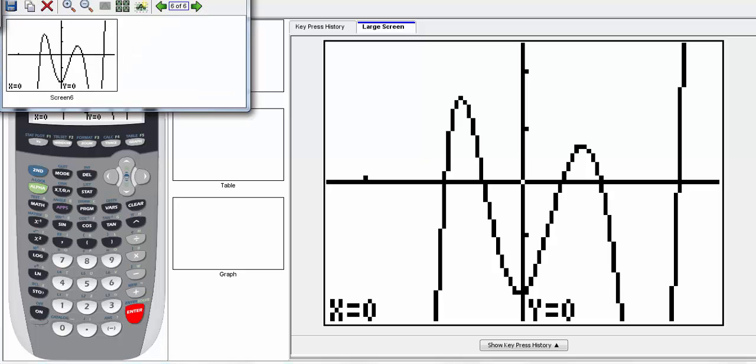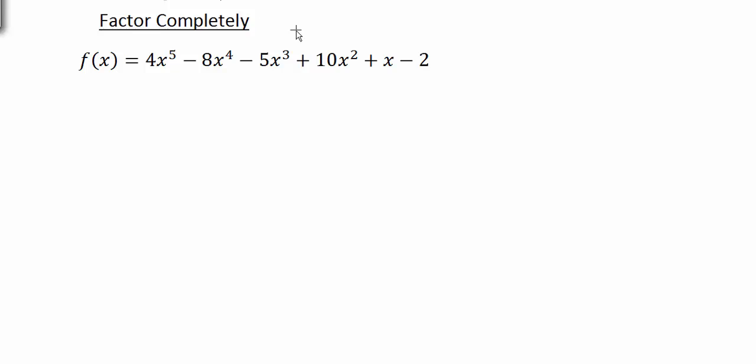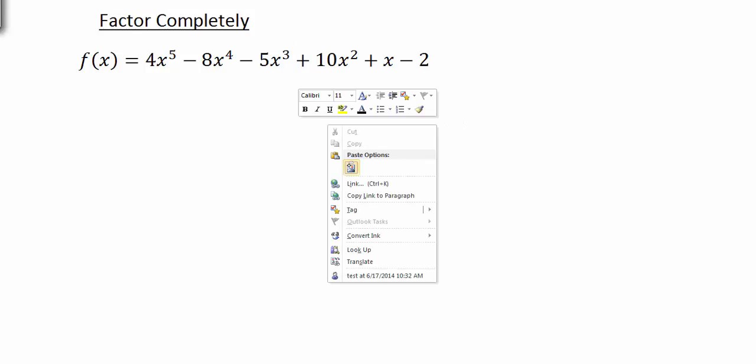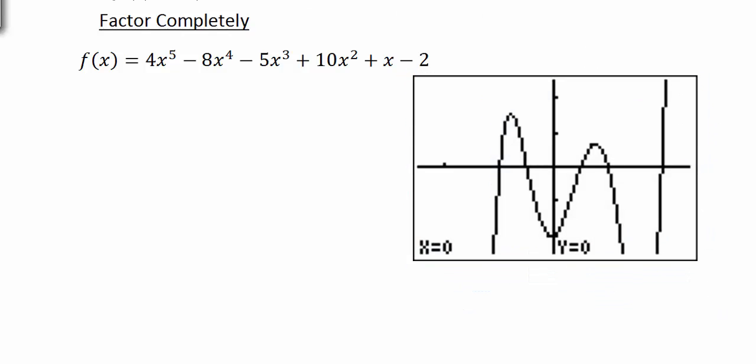So if we copy this, and we can paste this over here so we can look at this a little bit better. And notice we have 1, 2, 3, 4, 5 places that it crosses the x-axis. So that means we're having 5 zeros, and over here our largest exponent is a 5. So that means our total number of zeros is going to be 5. So in this case, they're all going to be real zeros.